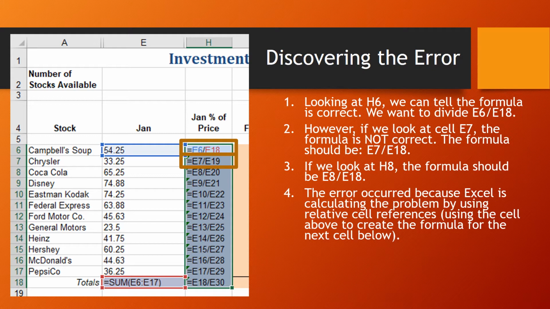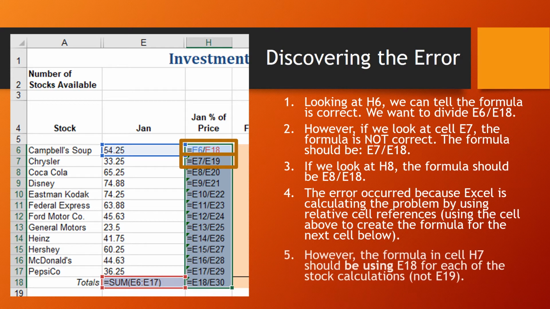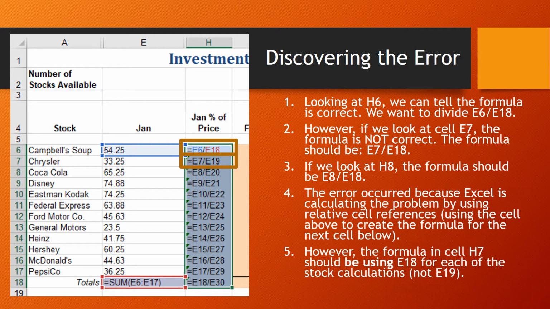That is because when we use the fill handle to calculate the formulas, Excel uses the cell above to create the next formula for the next cell below. However, the formula in H7 should be using E18 for each of the stock calculations and not E19.